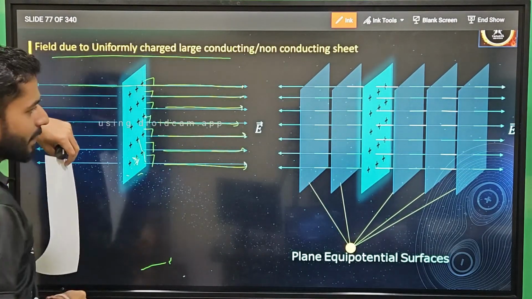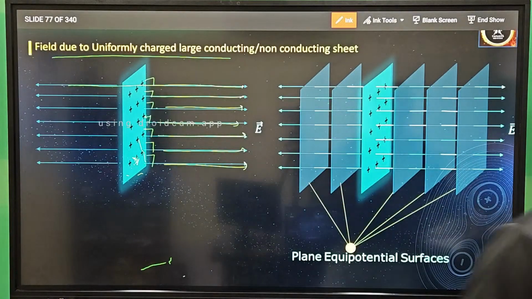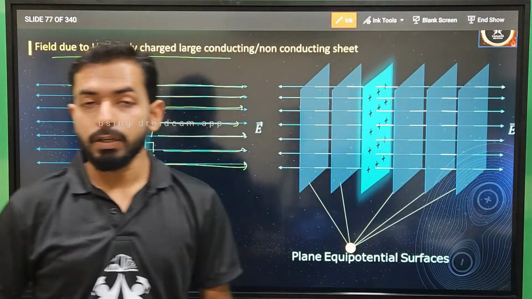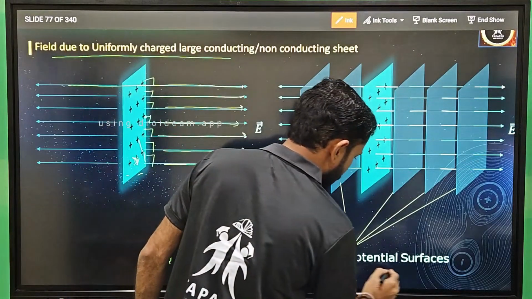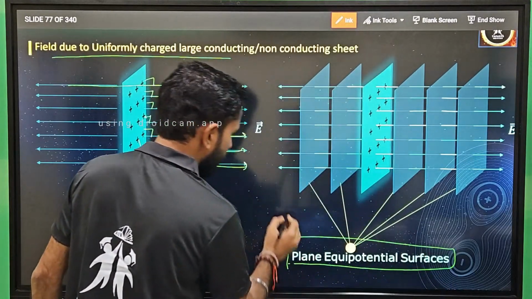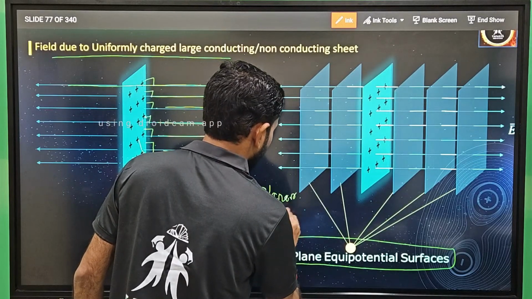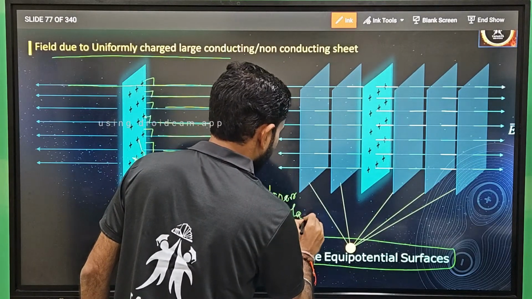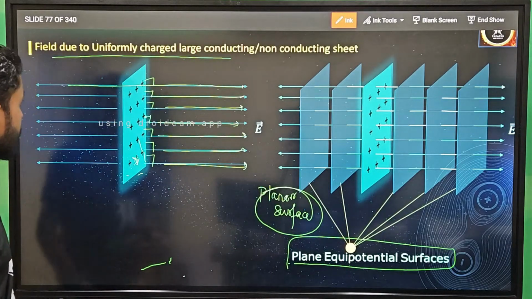So always remember, if a uniform electric field is given to you, what kind of equipotential surface will you have? You will have a planar surface, a plane equipotential surface. These are nothing but planar surfaces. What kind of surface? Planar surface. Correct?